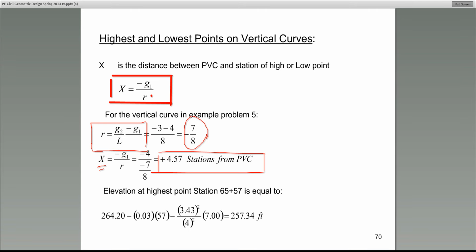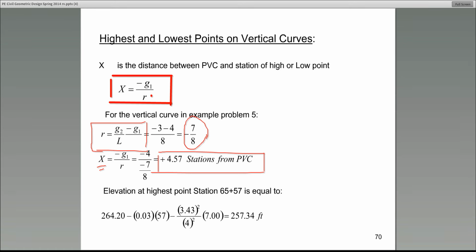Todd is asking about the length L. The actual length, Todd, is in feet. For example, 800 feet. But in many of these equations, as I have explained, we are expressing that 800 feet in terms of stations. All right. Now this x comes out to be, in terms of stations, 4.57.